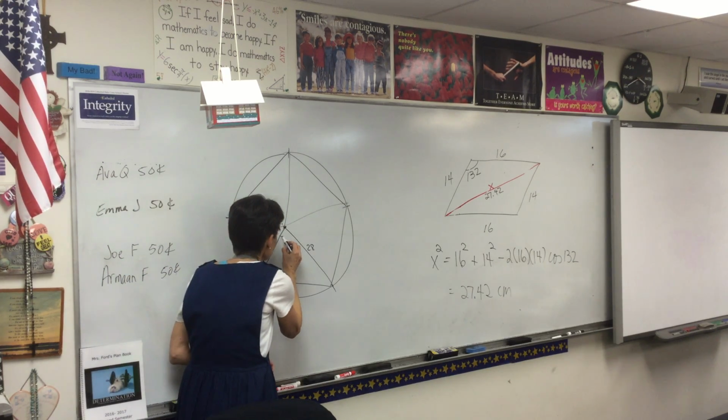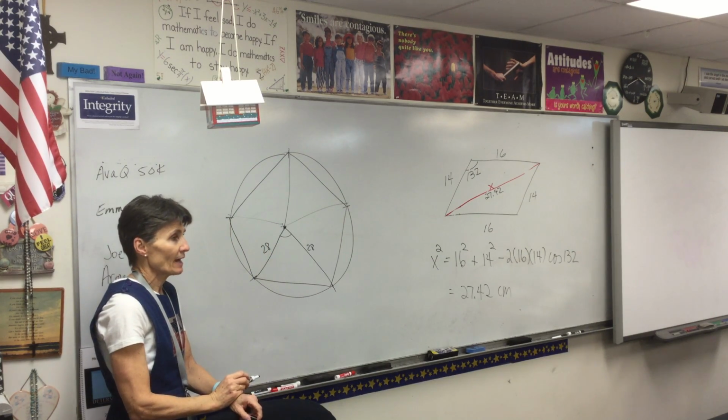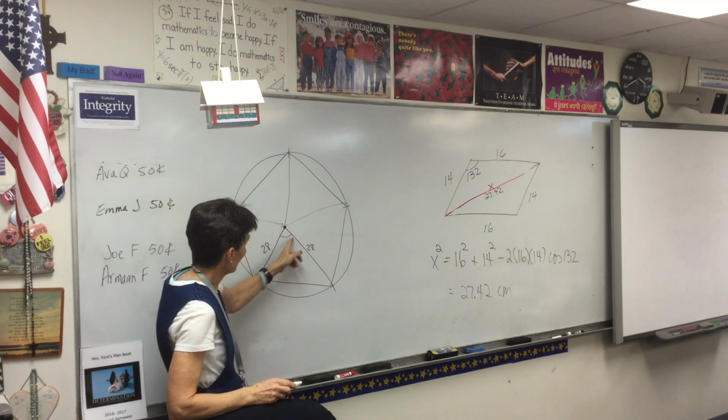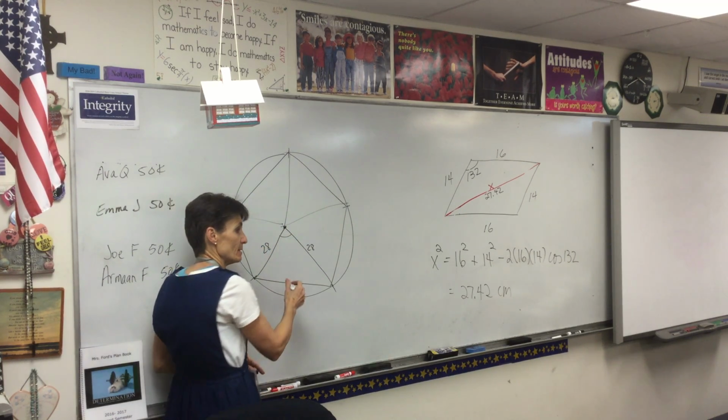Now, how did we find this angle right here? That's the key. 360 divided by 5. It's 360 all the way around, and there's 5 of them. So what is that, 72?